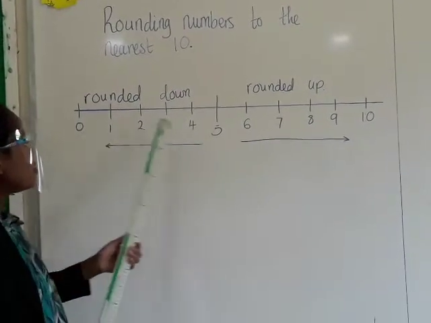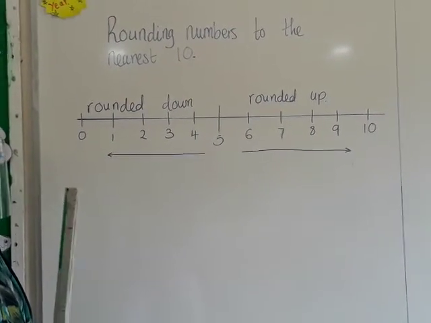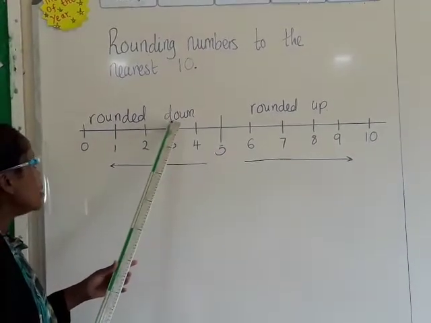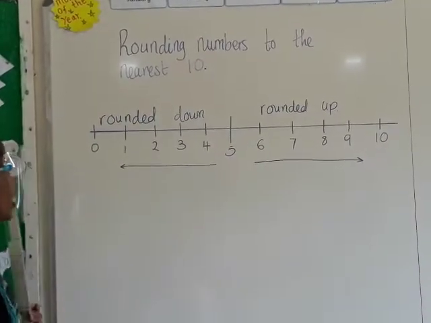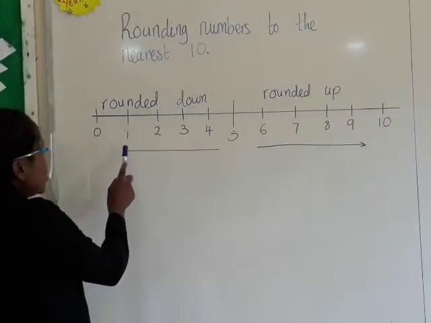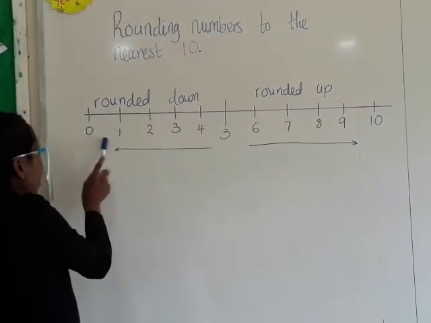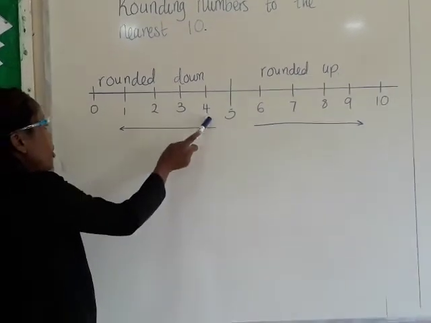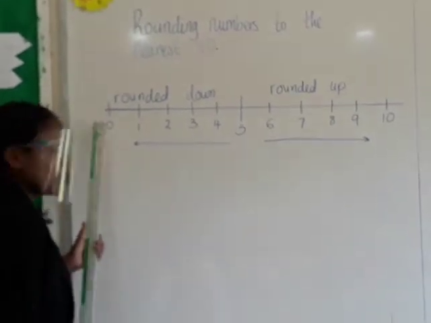So here I've got this number line as our concept to understand better how to round the numbers. Here it says rounded down, and here it says rounded up. What do we mean? Now this is what happens. All the numbers 1, 2, 3, and 4 are rounded down to 0. Or we mean all these numbers are nearest to 0.